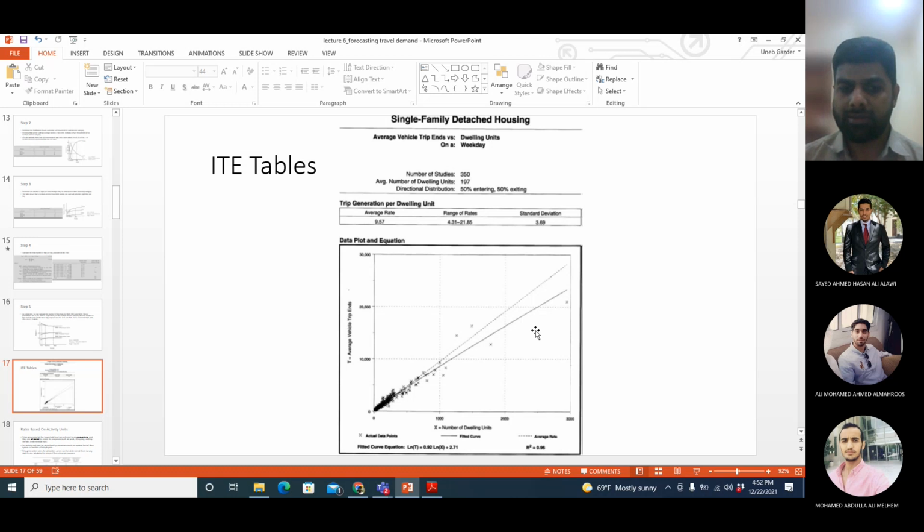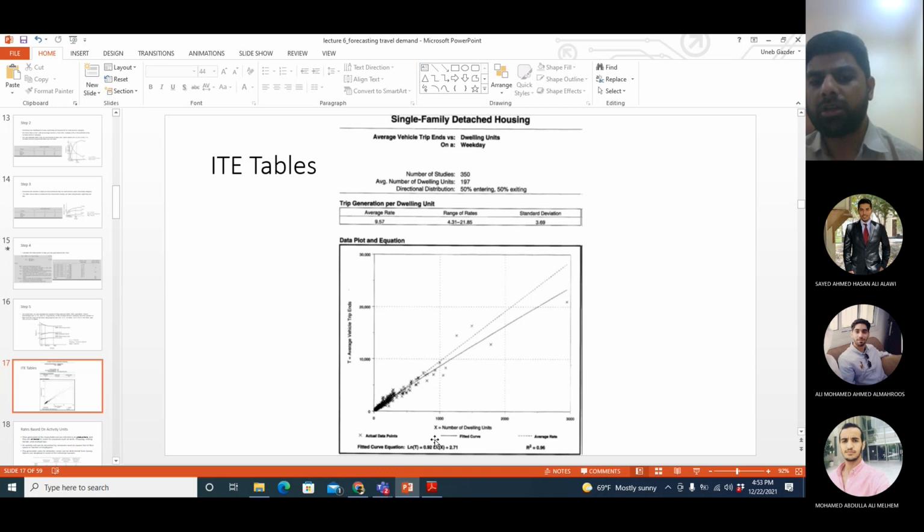Okay, this is the equation for this graph. The graph between the average number of vehicle trips and the number of households you have. You can either use the average number or you can use the equation, whichever. In some graphs, the equation is not available because the data was very small. So for equation development, you need a lot of data.